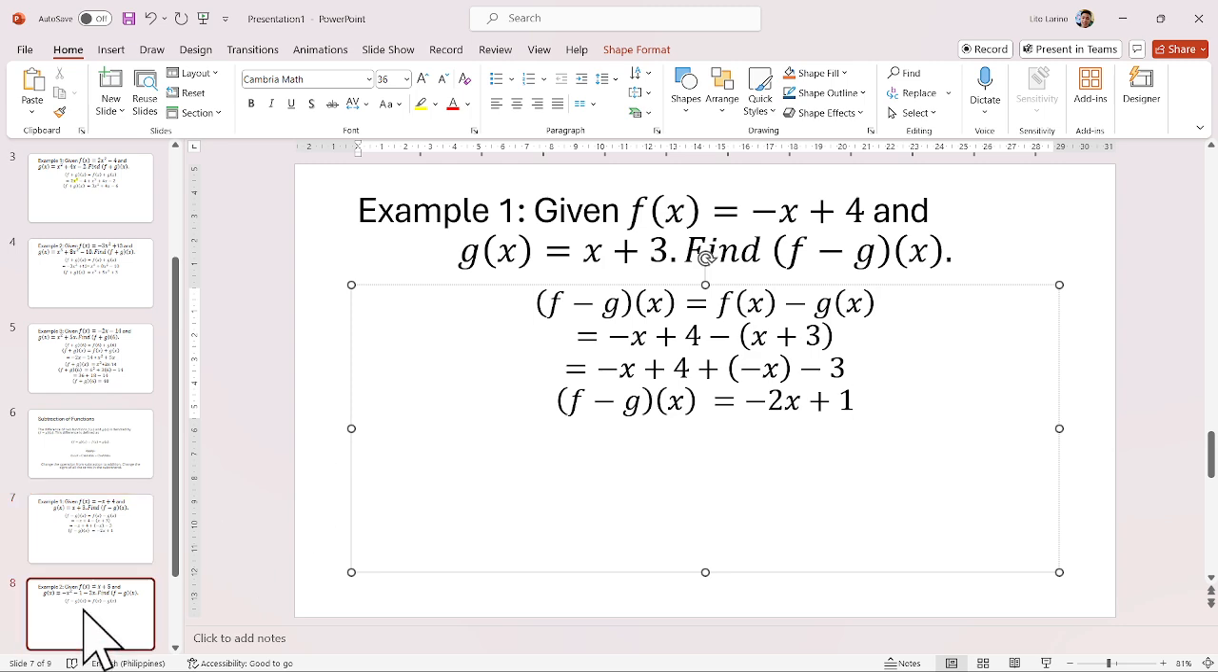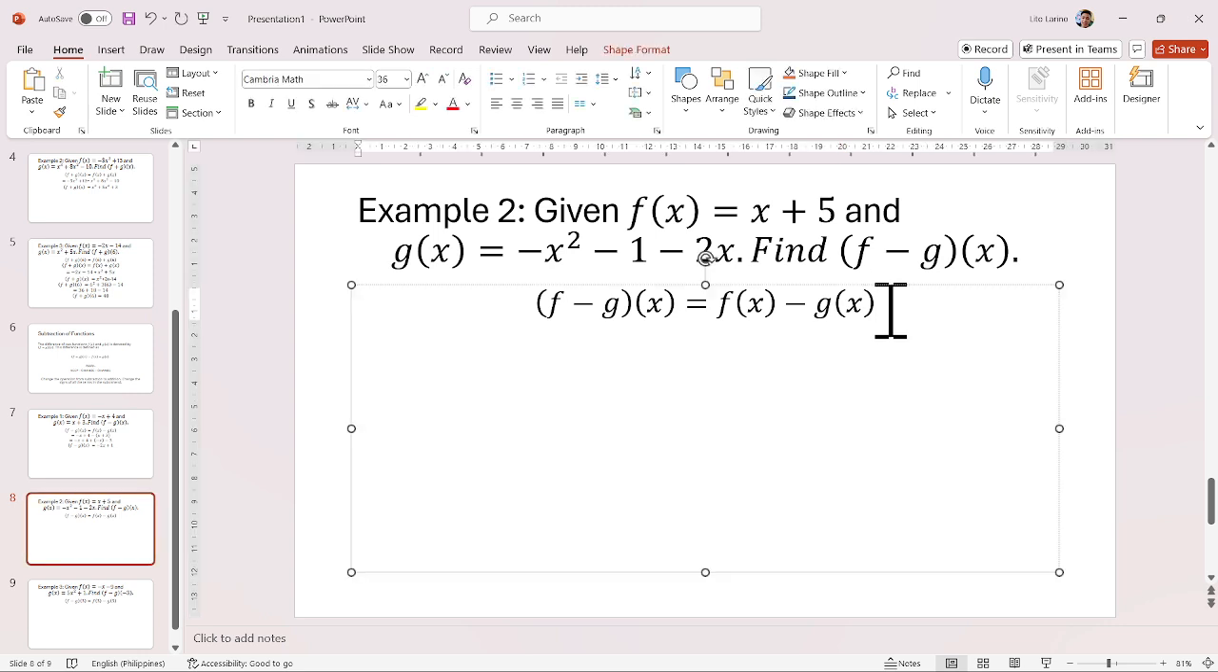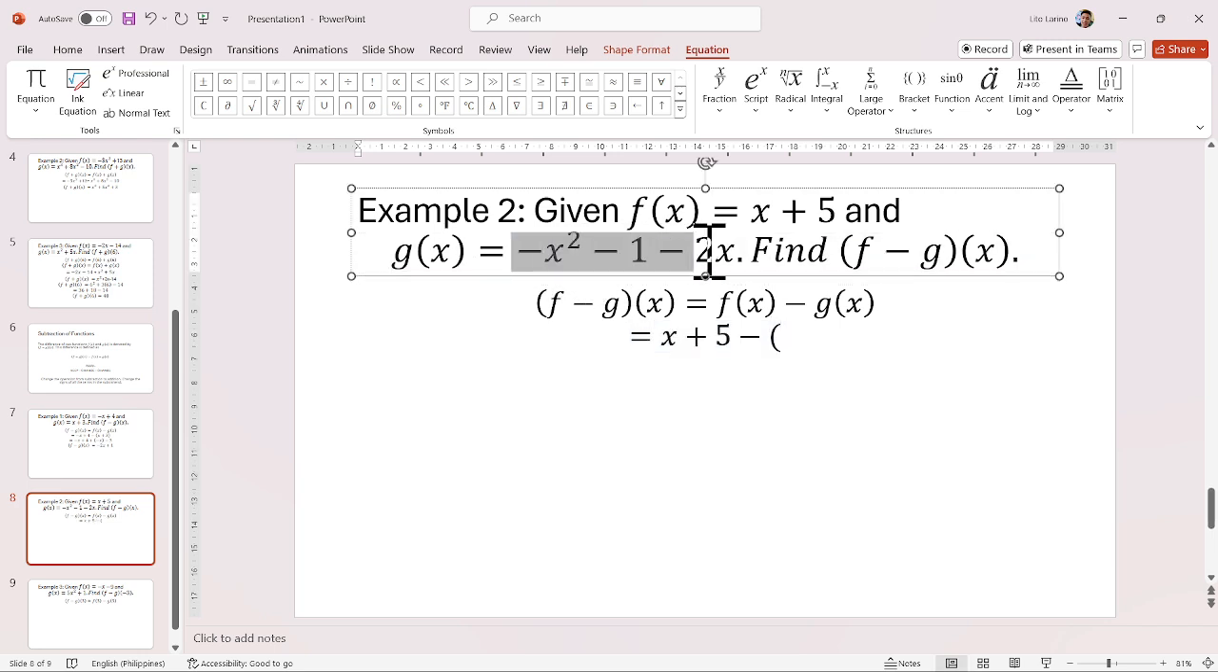Let's have example number 2. Given f of x is equal to x plus 5 and g of x is equal to negative x squared minus 1 minus 2x, find f minus g of x. Okay, let's answer this. We have equals, writing down our f of x, which is simply x plus 5 minus, enclose in the parentheses the value of g of x. Let us just copy it here.